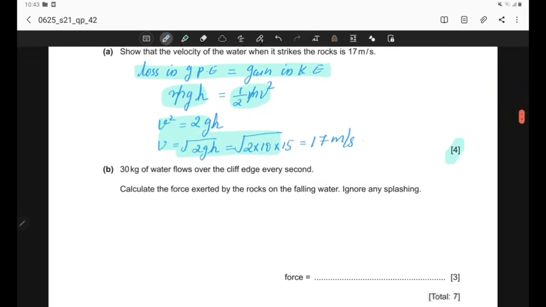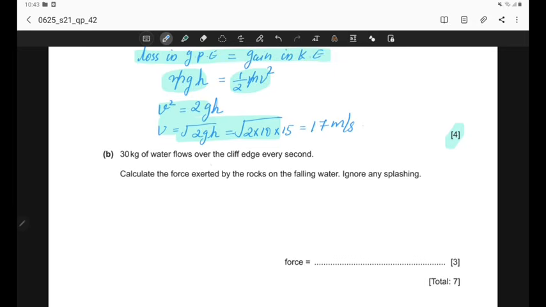Part B, 30 kg of water flows over the cliff edge every second. Calculate the force exerted by the rock on the falling water. Ignore any splashing. Here we need to calculate the force, where there is 30 kg of water in every second. So the mass over time is given, that is 30 kg. Now we have the mass over time of the falling water.